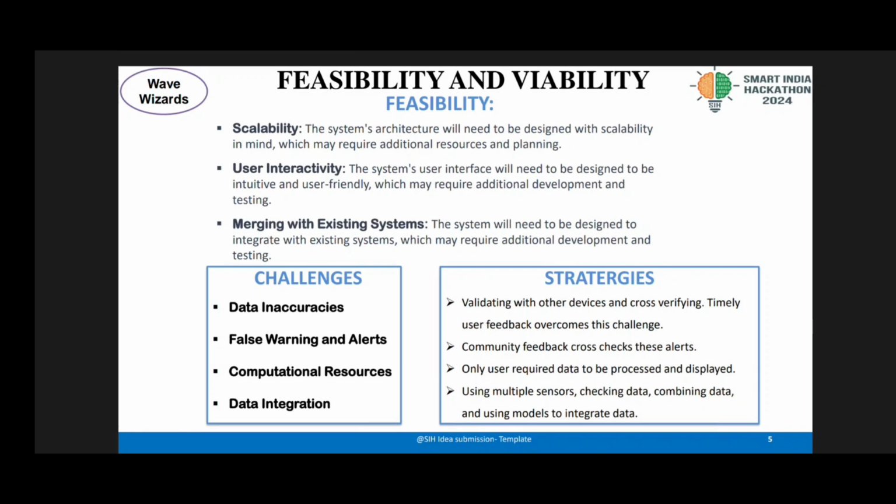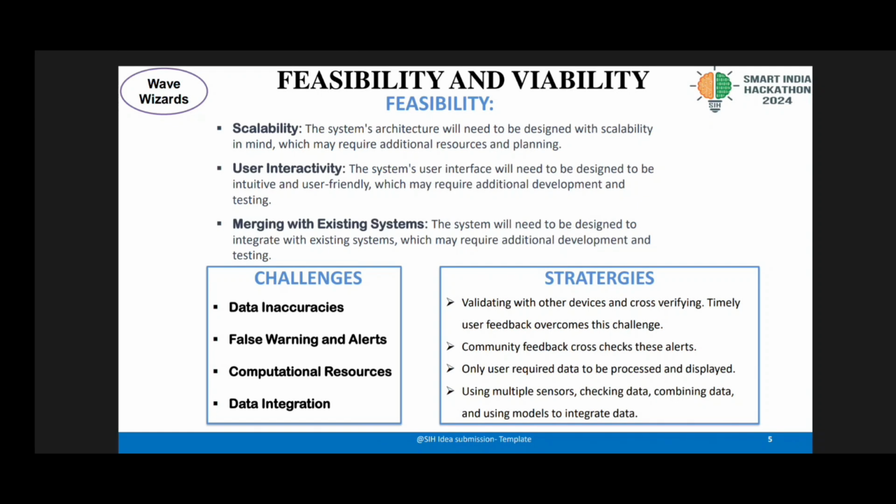Second is user interactivity or user friendliness. The system should be easy for people to use, even if they don't know much about technology. This means making the interface clear and simple. Third is merging with existing systems, or we can call it integration. The system needs to work well with other systems already in place, like those used by government agencies or water utilities.